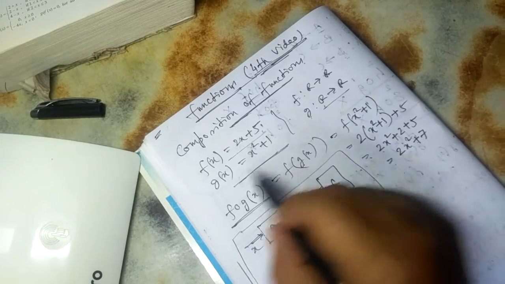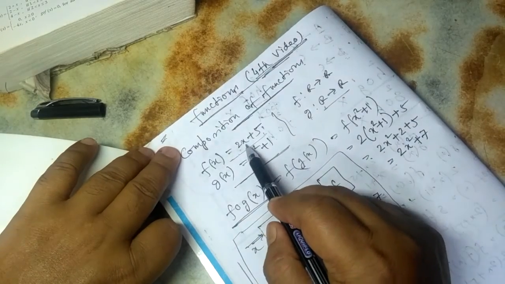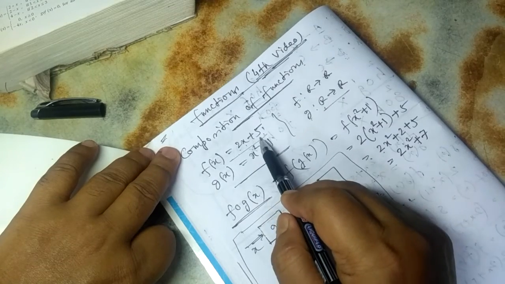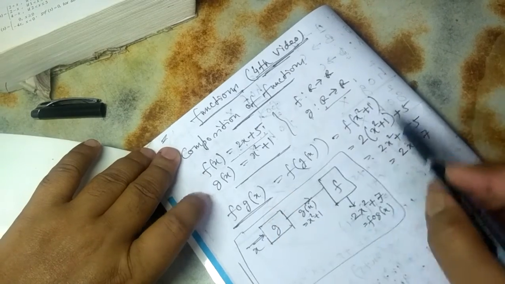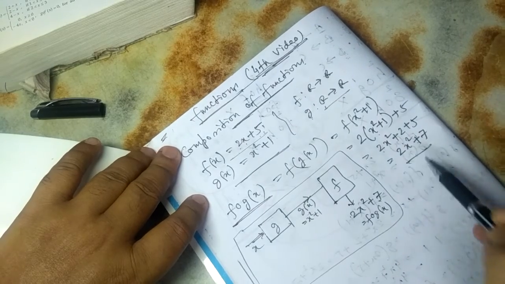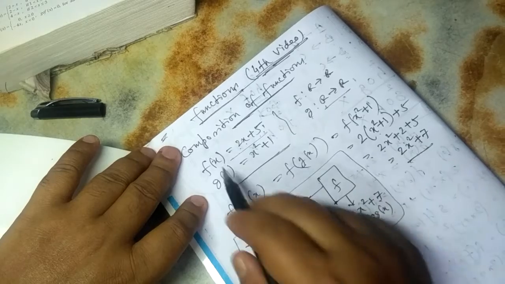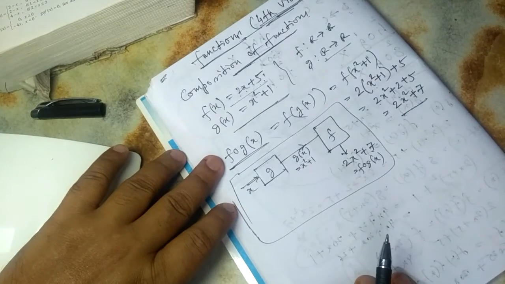So f o g (x) equals f of g(x) equals f of x square plus 1. Now what the f function is doing is making twice the input and then adding 5 to it. So twice of x square plus 1, plus 5, is the output. So f o g (x) is 2x square plus 7 if f(x) and g(x) are like this.